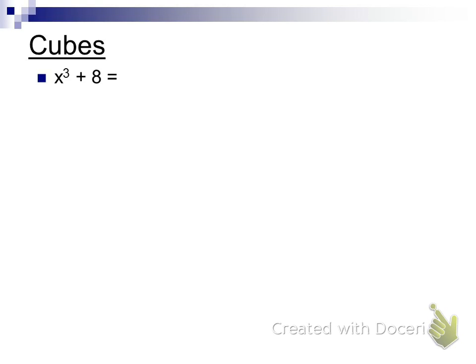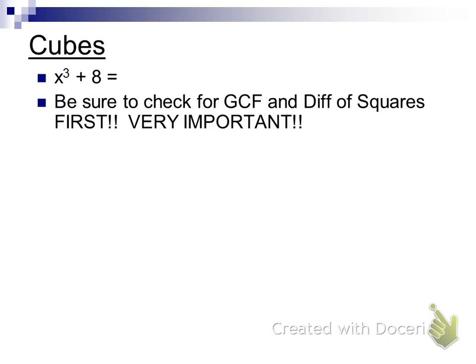x cubed plus 8 is cubes. It's not squares, right? Do we have a GCF? No. Do we have a difference of squares? No. 8 is not a square. x cubed is not a square. So we need to talk about how to identify cubes, but we've got to also be very sure to check for GCF and difference of squares before we look for cubes. If you factor cubes before you factor squares, you create a mess.